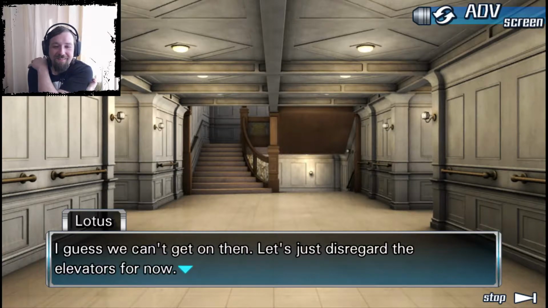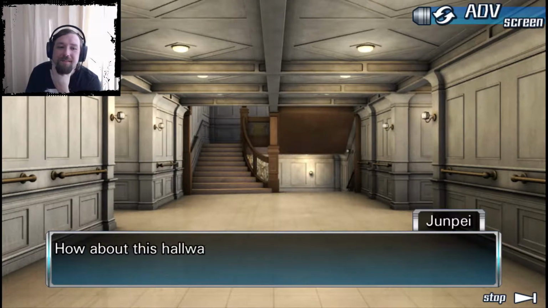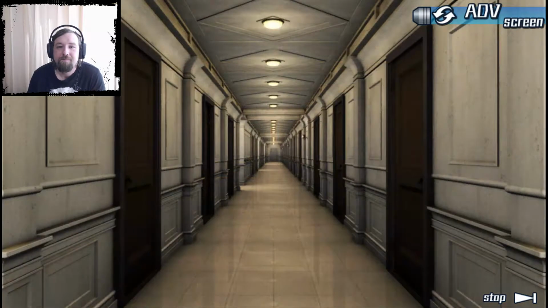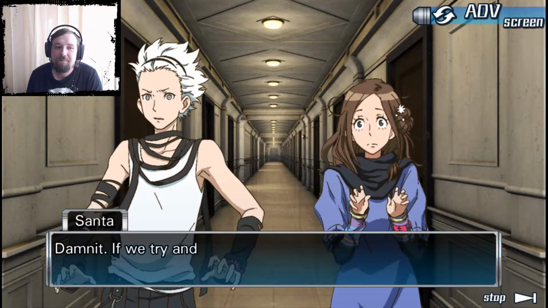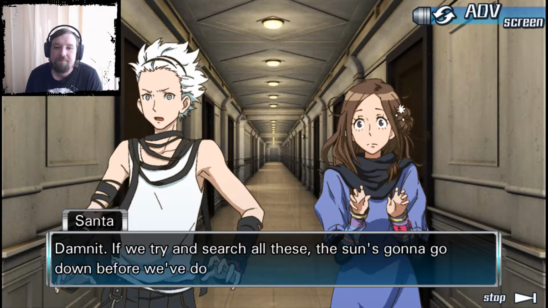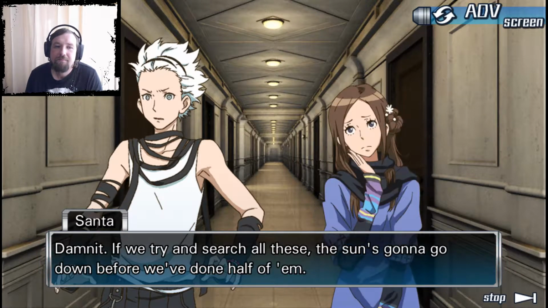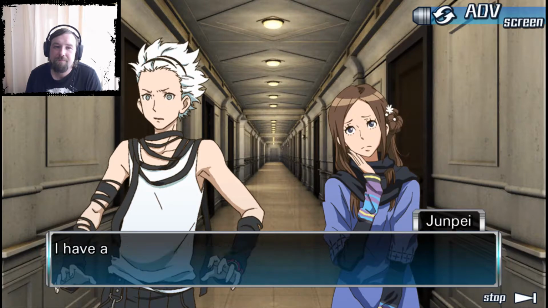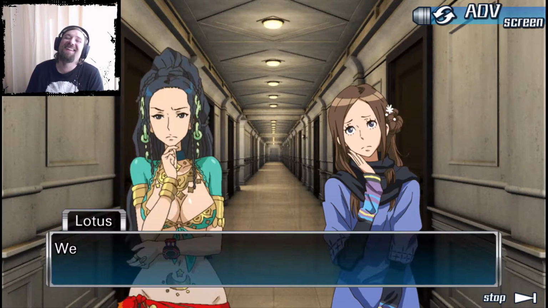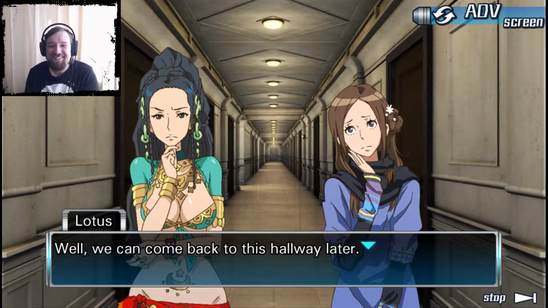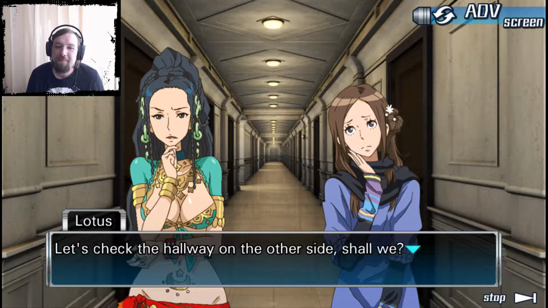Let's just disregard the elevators for now. Sure. How about this hallway on the left? Whoa, there's so many doors. Damn it. If we try and search all these, the sun's gonna go down before we've done half of them. I think the sun already set. I have a feeling this ship is the only thing that's going to be going down anytime soon. That's even worse. That is the worst thing to say. We'll come back to this hallway later. Let's check the hallway on the other side, shall we?